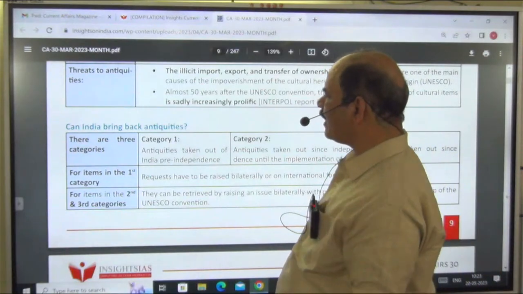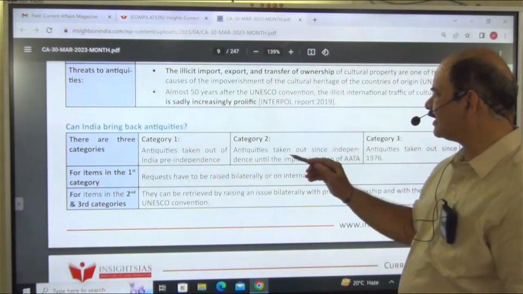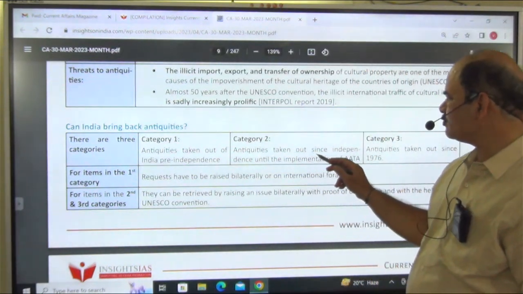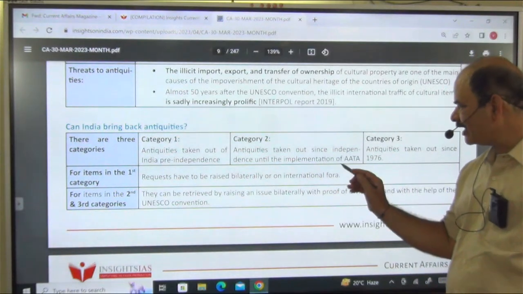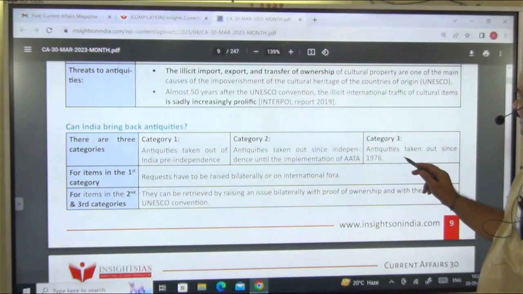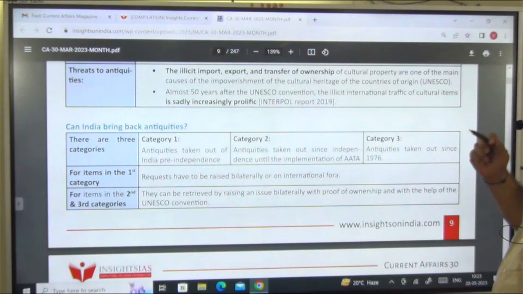Can India bring back antiquities? There are three categories. Category 1: antiquities taken out of India pre-independence. Category 2: antiquities taken out since independence until the implementation of the ATA, because the ATA came into existence in 1972. Category 3: antiquities taken out since 1976.